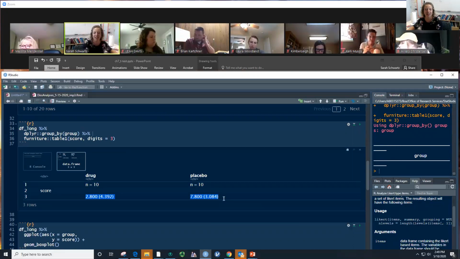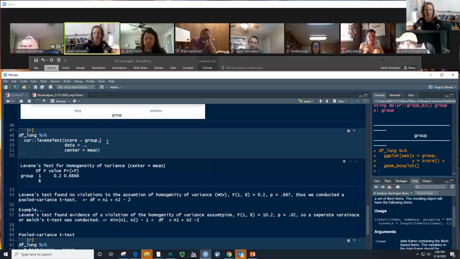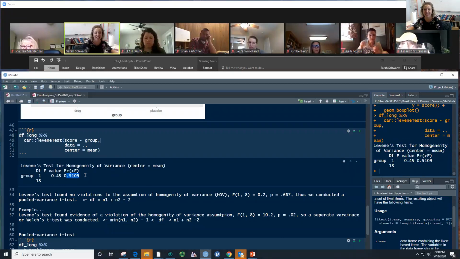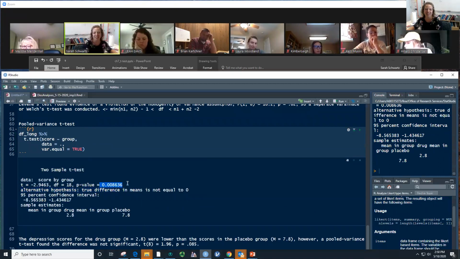The averages are the same. What about the standard deviations? They're about the same. We plot it, you get about the same. Levene's test, did it change? Yes, but it's still no violations found. Now look at our t-test. Bigger samples have more power to find statistical significance. We are looking at the averages with the spreads in mind and the sample sizes in mind.